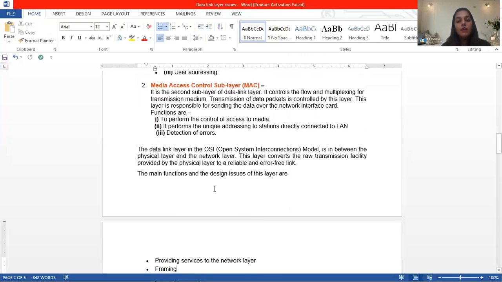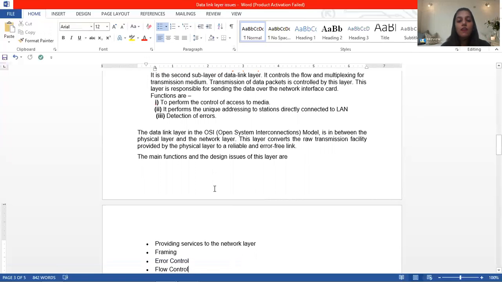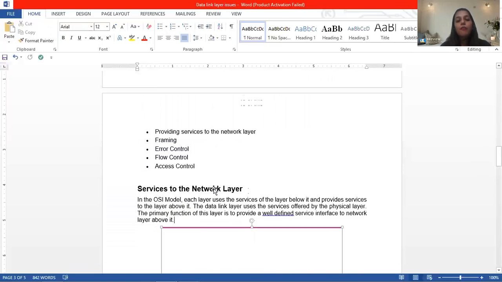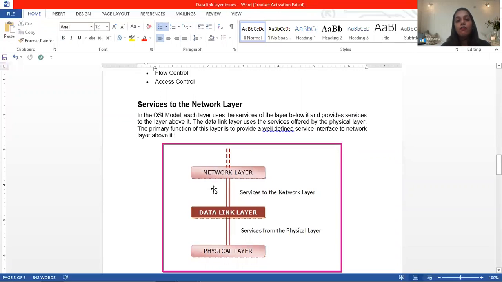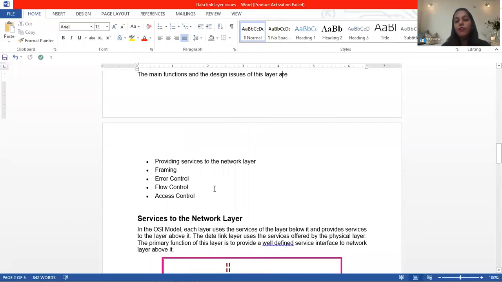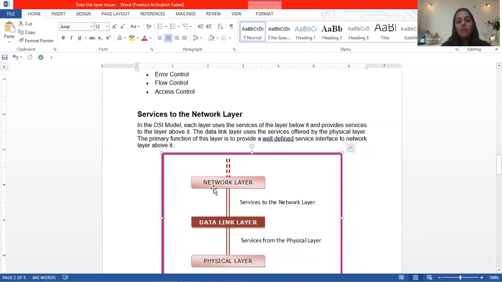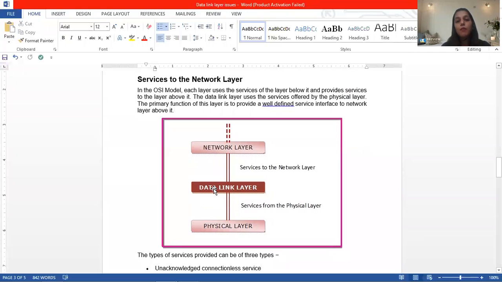The data link layer is in between the physical layer and the network layer, and converts the raw transmission facility provided by the physical layer into a reliable and error-free link. The main functions and design issues of this layer are providing services to the network layer, flow control, access control, error control, and framing. In framing, basically frame synchronization. Services to the network layer: in the OSI model, each layer uses the services of the layer below it and provides services to the layer above it.